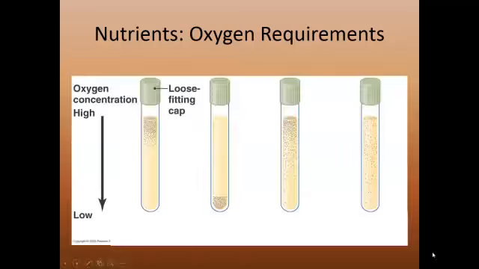So before we leave oxygen requirements, let's talk about how we can tell what kind of organism it is by growing it in the lab. Here we have figures that represent some media that we call reducing media. It's got molecules in there that bind up oxygen so that the microbe can't get to it. So we have a loose fitting cap so that oxygen can sneak in through the top, but generally there's a color indicator that indicates where the oxygen is.